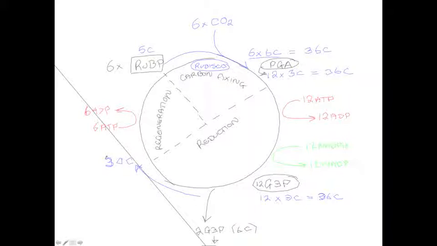These 30 carbons will be rearranged and regenerated into RuBP. 6 molecules of 5-carbon RuBP. 6 times 5 equals 30. We've accounted for all of the carbons in this cycle. Once again, this diagram looks much nicer on my page than it does on this PowerPoint slide. My apologies for the messiness.